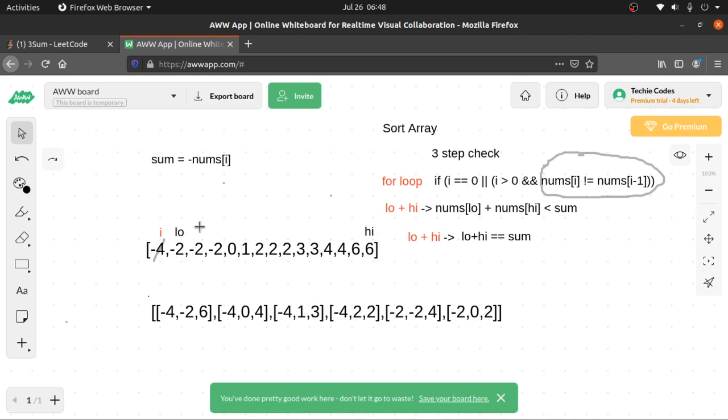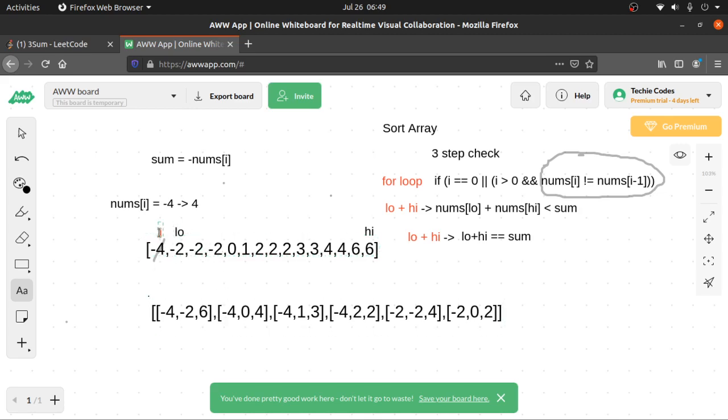In the second step, we check low plus high, a low iterator and a high iterator. So we're looking for, in this case, i is minus 4. Let's write here: i is nums of i, actually. The for loop iterator is minus 4. So the number we are looking for is, in this case, 4. That will give me the number I'm looking for. So low plus high should give me 4 in this case.